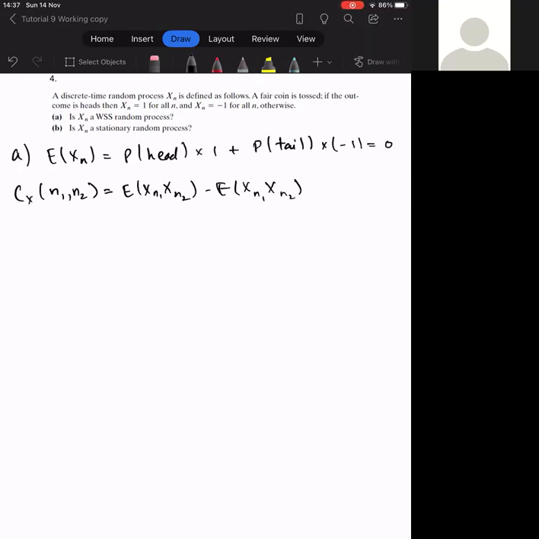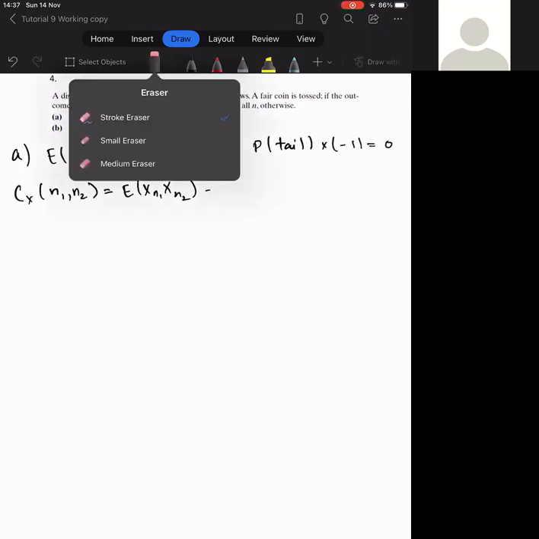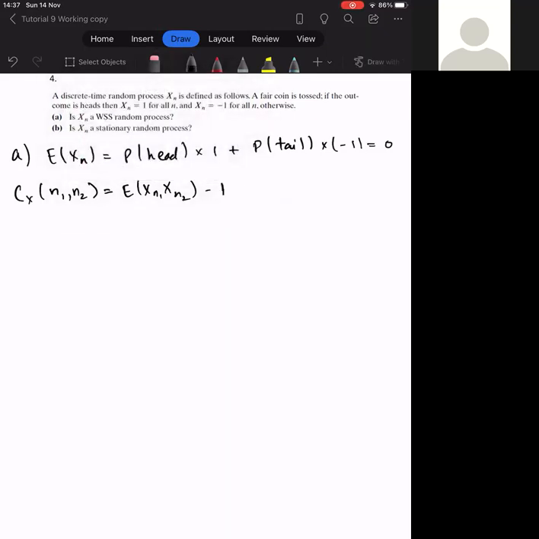हमें पता है कि just write the same thing. My bad. This is the expectation of xn1 times the expectation of xn2. हमें पता है कि this and this is 0. So this whole thing will equal to 0. And we'll just be left with E of xn1 and xn2.